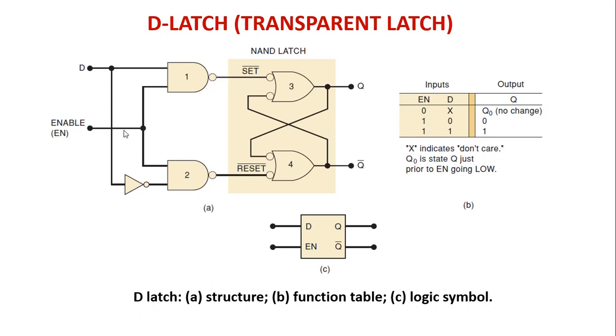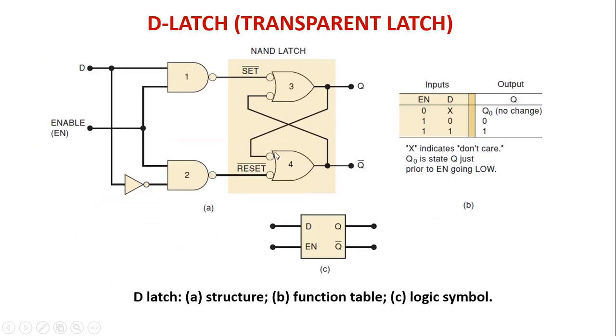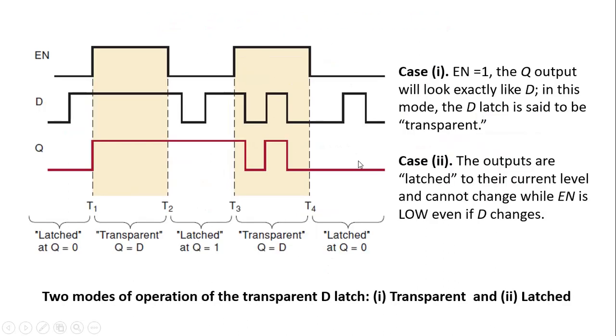In the transparent case, enable is 1. So when enable is 1, it will work as a normal D flip flop, you can say. Whatever D input you are giving, the same will be the output. So this means transparent: whatever you are giving, the same is reflected on the output. So when enable is 1, the Q output will look exactly like D in this mode. So the D latch is said to be transparent.